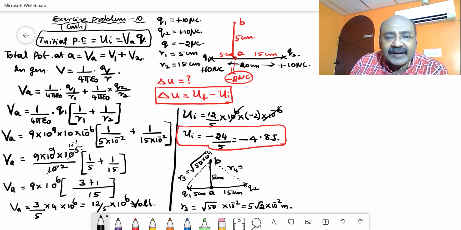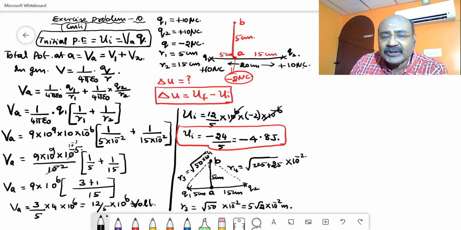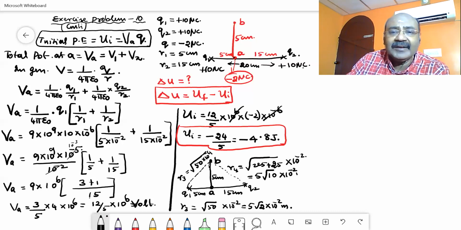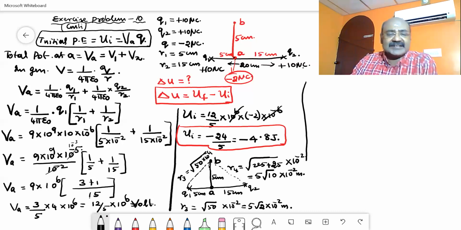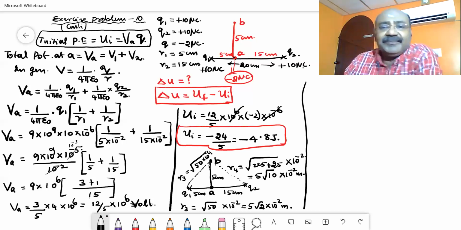R4 I can write as the square of this distance, 225, plus the square of this distance, 25. Taking the root, with 10 power minus 4, you will get 10 power minus 2. So 250, which can be written as 5 into root 10 into 10 power minus 2 meter. So we are calculating the values of the distances R3 and R4.